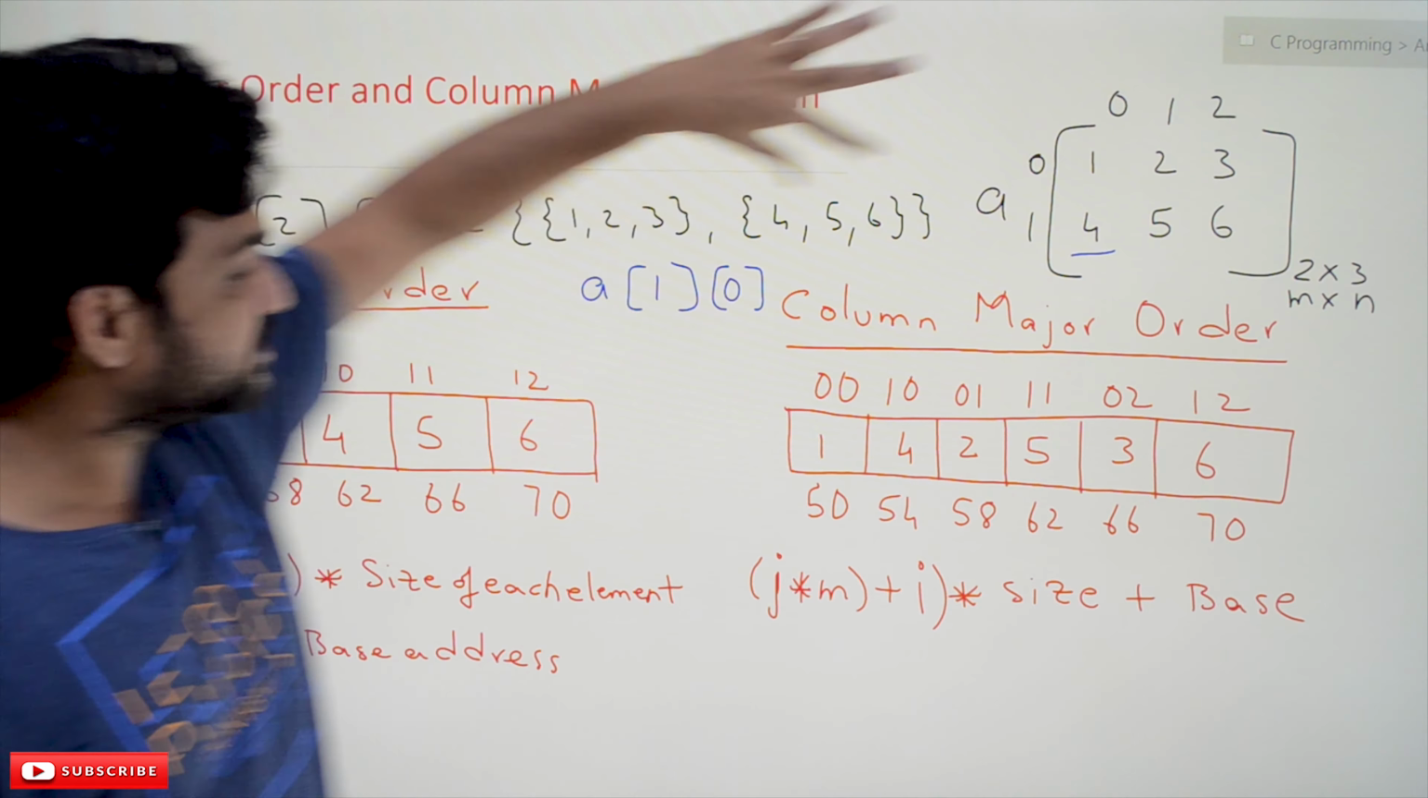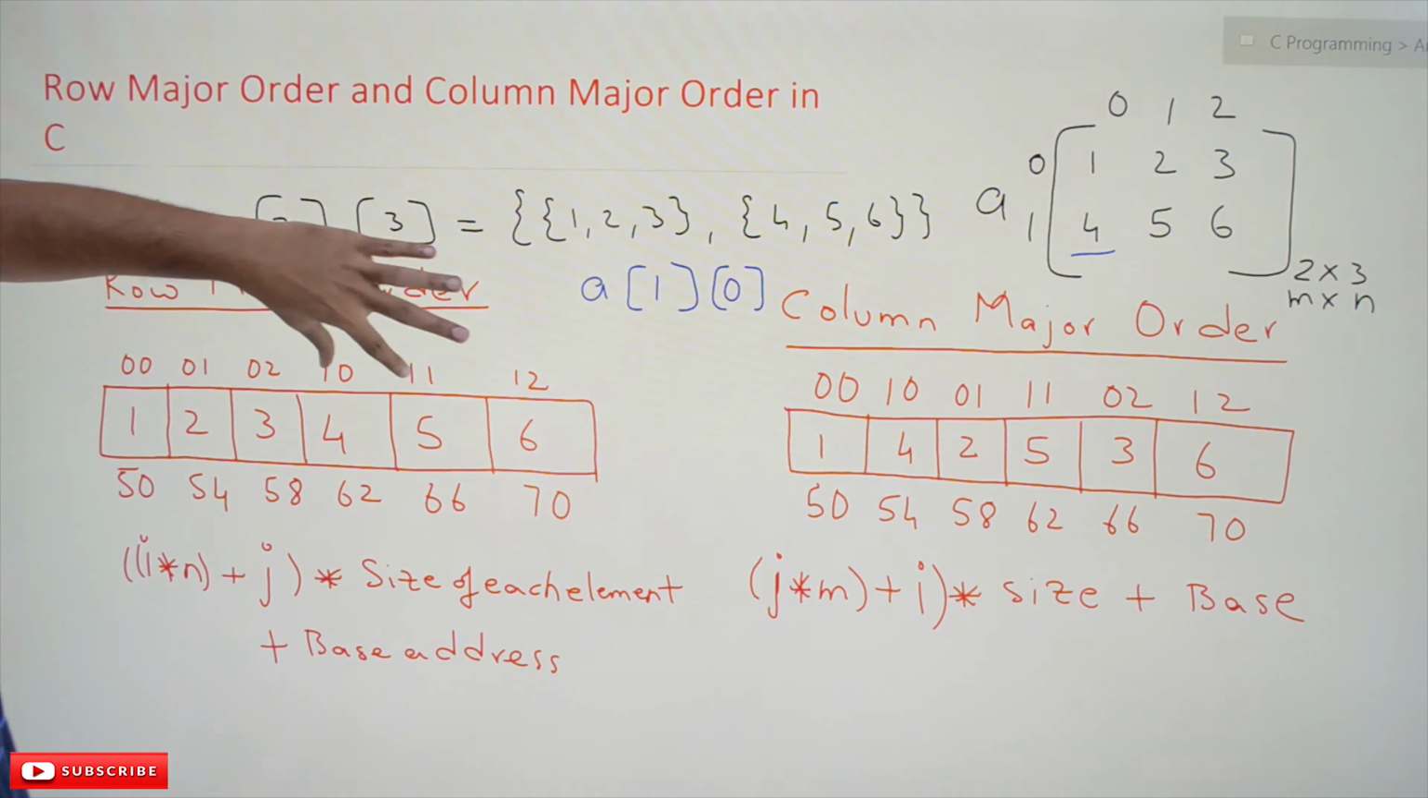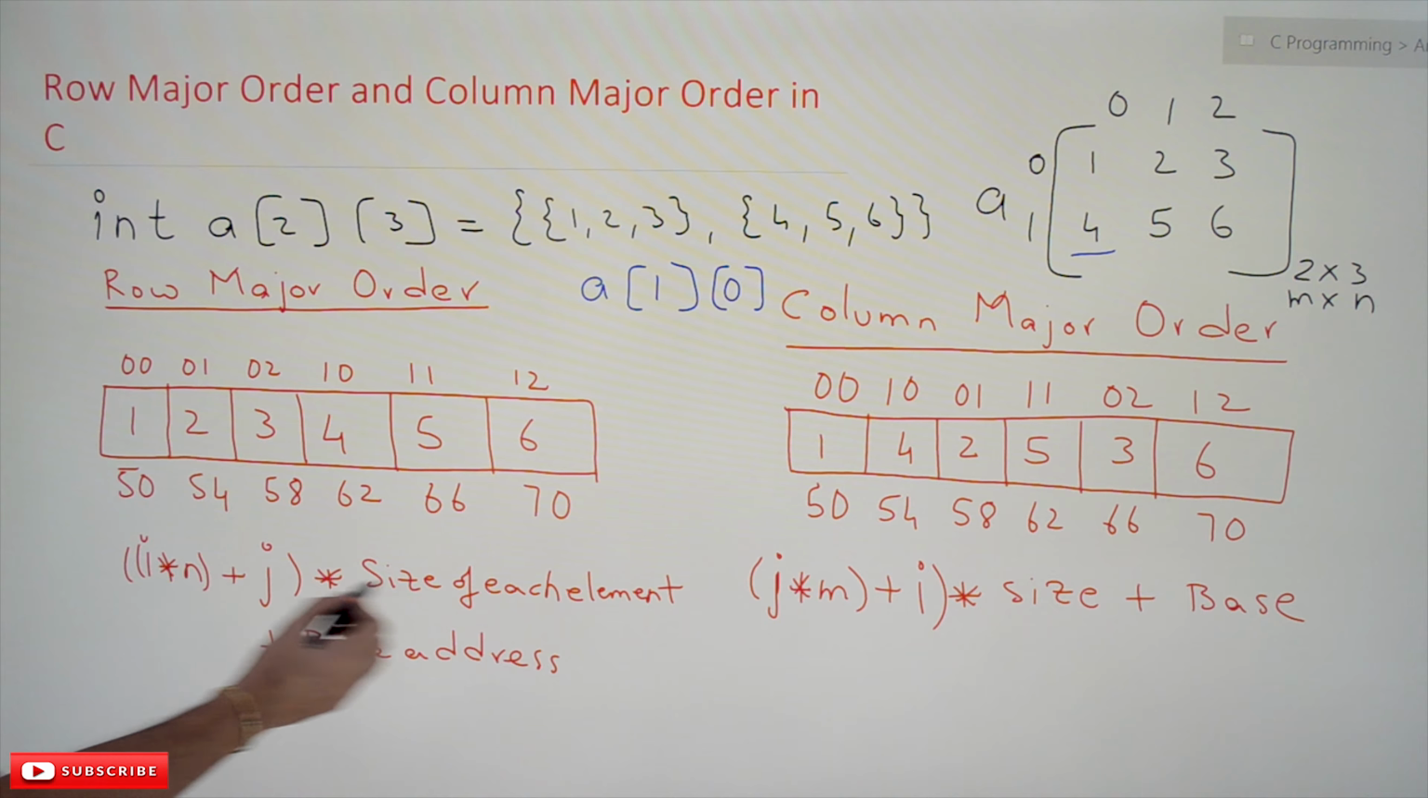Whether it is row measure order or column measure order, the memory address has to be fetched according to the user requirement. The user is asking for this element. In row measure order, how are we going to fetch that? It is done by this formula.